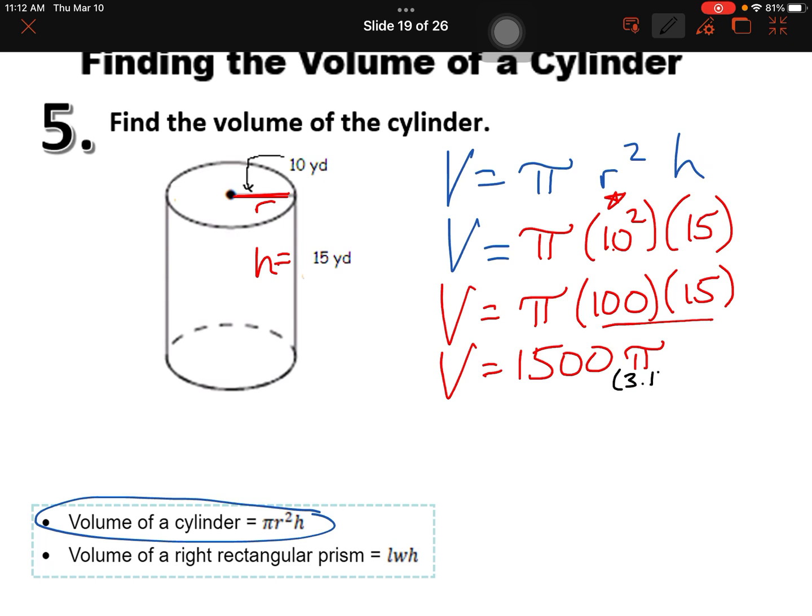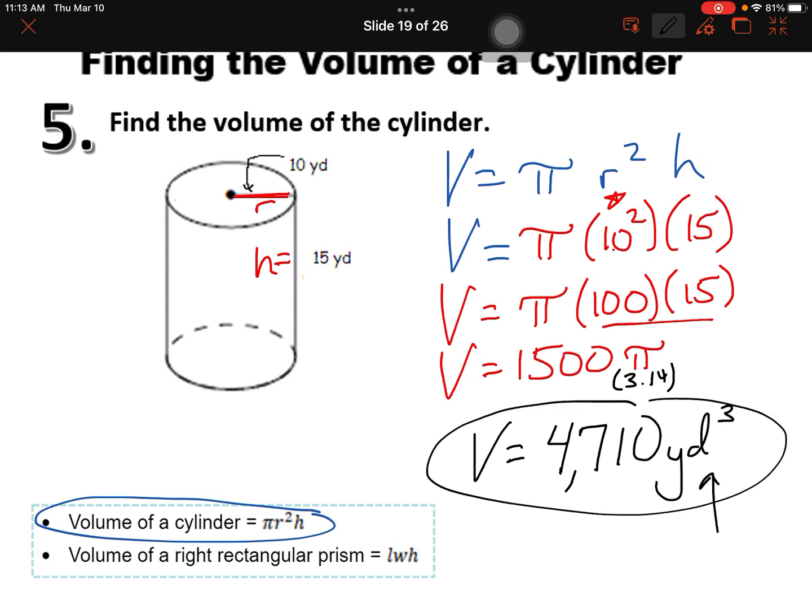You can do 3.14 when you plug that in for pi. And as you take your calculators, your overall volume then is 4,710, and it's yards cubed or cubic yards. And don't forget, once again, to label in cubic units. That's a key. You're trying to figure out how many cubes fill the shape.